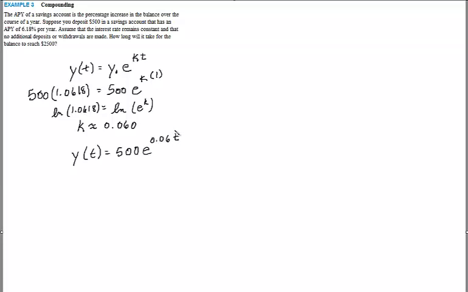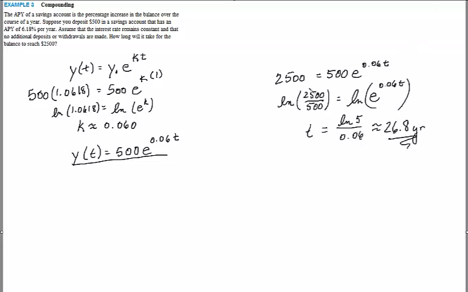0.06 t. Next up, they want to know how long it will take the balance to reach 2500. So for the next part, 2500 equals 500 e to the 0.06 t, and what I'm going to do there is just divide by the 500, take the natural log of both sides, and I'll get that time. Alright, so I did that algebra and ended up with about 26.8 years.